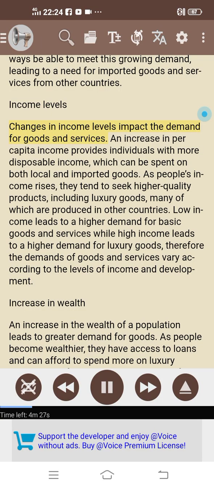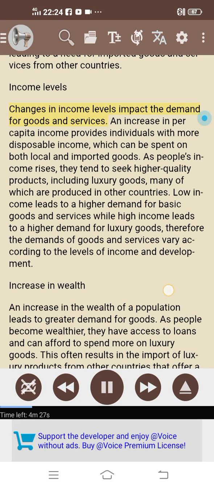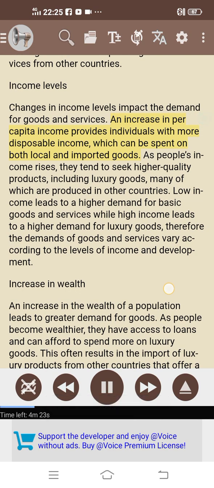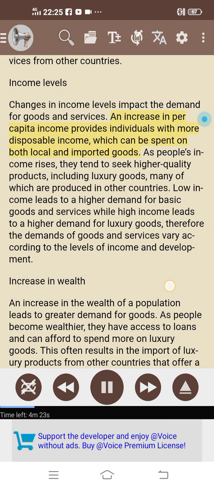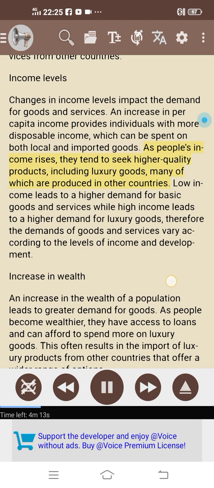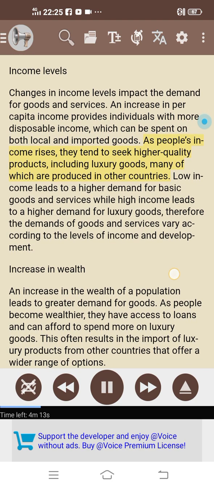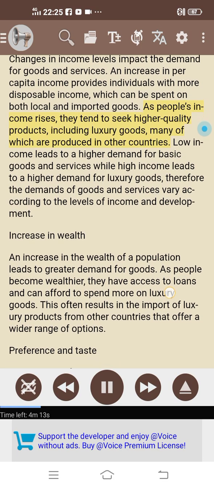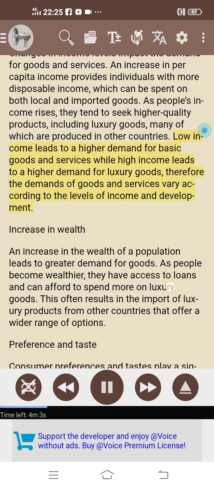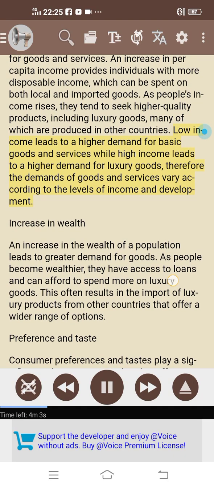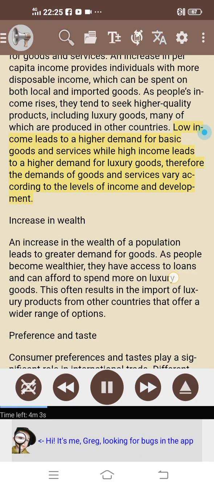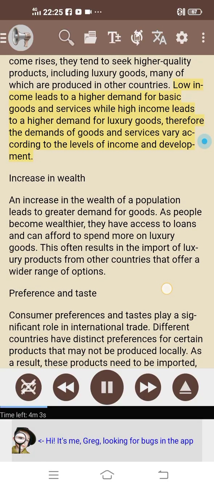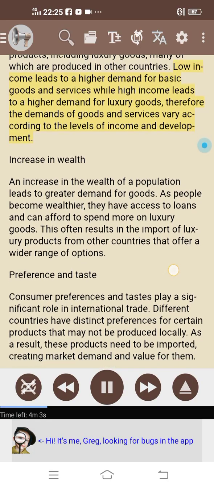Income levels. Changes in income levels impact the demand for goods and services. An increase in per capita income provides individuals with more disposable income, which can be spent on both local and imported goods. As people's income rises, they tend to seek higher quality products, including luxury goods, many of which are produced in other countries. Low income leads to a higher demand for basic goods and services, while high income leads to a higher demand for luxury goods. Therefore, the demands of goods and services vary according to the levels of income and development.